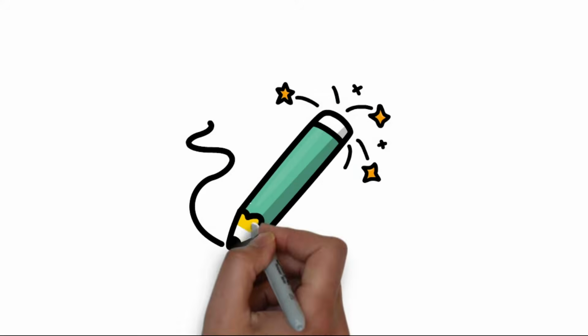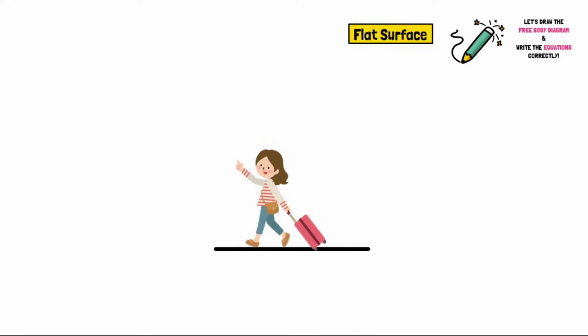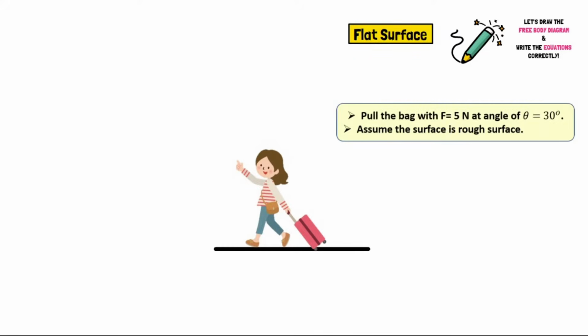Dan sekarang kita akan mula untuk lukis free body diagram dan kita akan tengok bagaimana untuk kita tulis equation ini dengan betul. Jadi kita mulakan dengan contoh yang pertama. Contoh saya ada Sally yang sedang tarik bag dia. Okey, mungkin nak pergi bercuti.